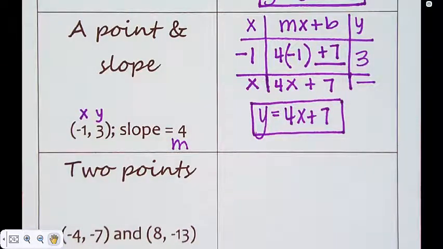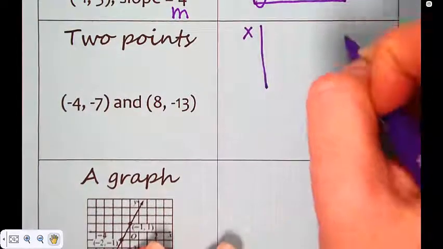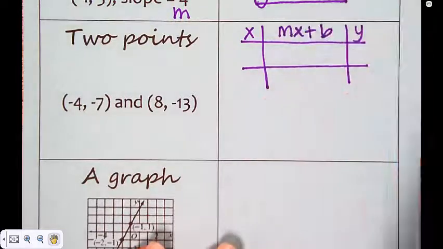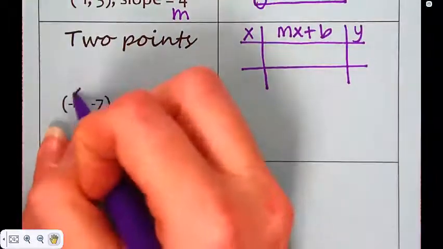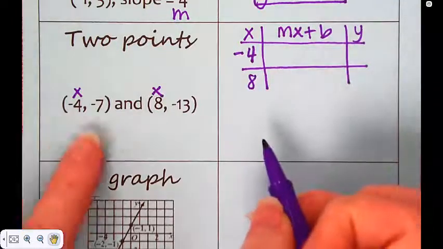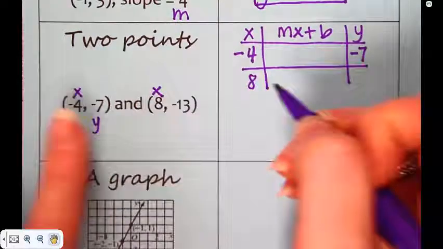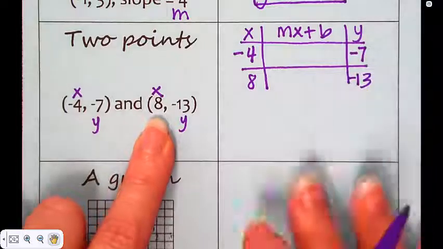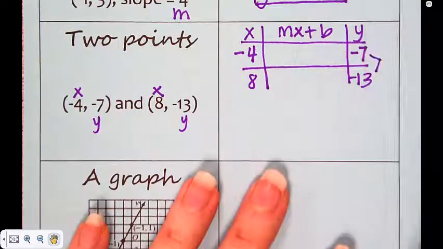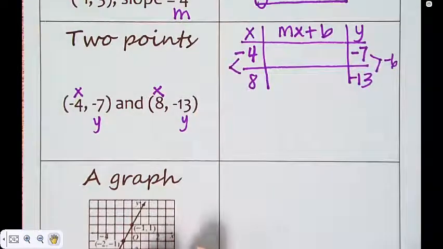Now let's look at 2 points. For 2 points, we're actually going to do another finite difference table. So x and y, and our process column is again mx plus b. Now we're going to put in our x values on our x column, so -4 and 8. And we're going to put our y value that goes with -4, which is -7, and our y value that goes with 8, which is -13. Now we're going to find our differences on the left and the right. So how do we get from -7 to -13? We subtract 6. And how do we get from -4 to a positive 8?